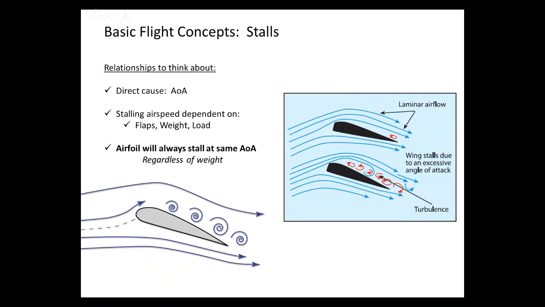If you increase the angle of attack to what's called the critical angle of attack, the wing will stall. It'll stop producing lift altogether. And if not corrected, the airplane will essentially just become a paperweight. It'll fall right out of the sky.